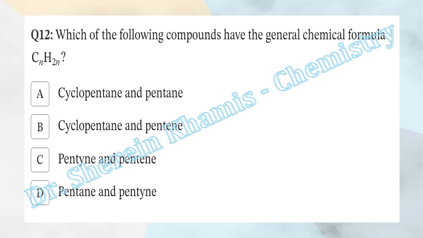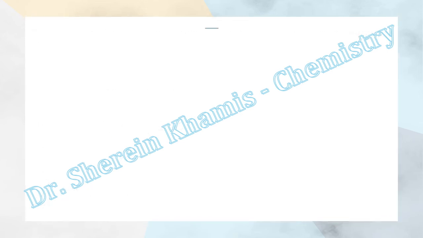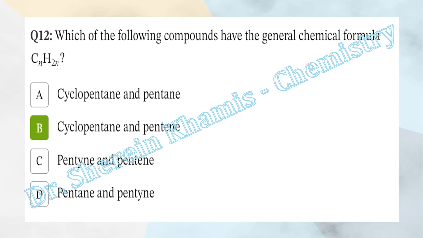Question number 12 says, which of the following compounds have the general chemical formula CnH2n? Okay, we said that we have alkane, with general formula CnH2n plus 2. And the second one, alkene, we remove the 2 at the end of it, so its chemical formula is CnH2n only, and this belongs to alkene. So we will choose from here any compound that belongs to alkene.